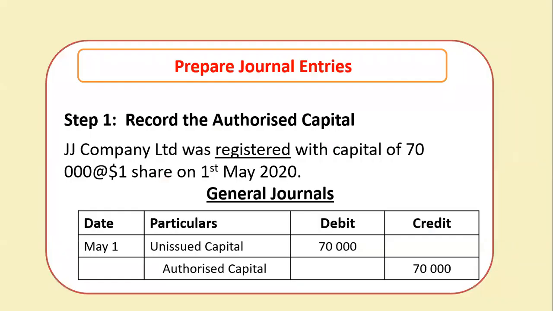So let's look at step number 1. Step number 1 is to record the authorized capital. From the question in the example, JJ Company Limited was registered with a capital of $70,000 at $1 per share. So the date that will appear on the journal is May 1st. The entries for the authorized capital are unissued capital debit and authorized capital credit, 70,000. Unissued because even though it's authorized to be issued, it's not yet issued. So it's 70,000 debit and the total of the authorized capital credited, which is 70,000.